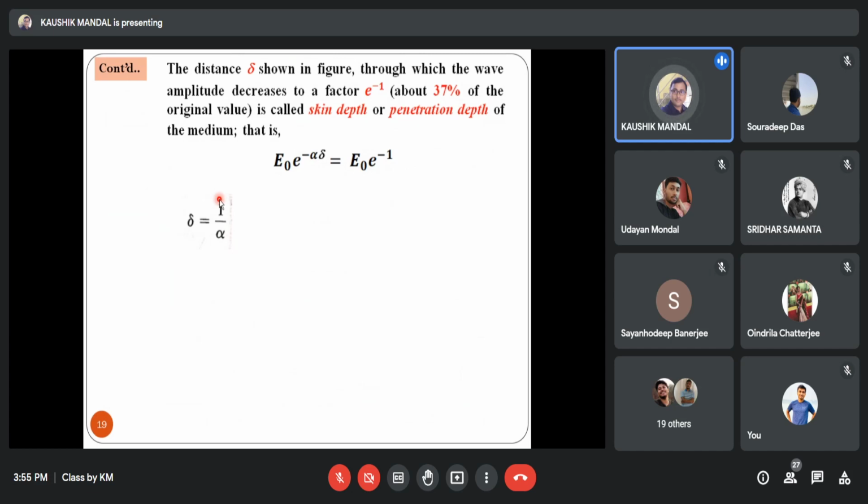Now, if I ask what the skin depth is for a lossy dielectric, you first have to find the value of alpha for the lossy dielectric, then use this equation. This is the general equation of skin depth or penetration depth: delta equals 1 by alpha. As we know, alpha depends on the medium, so for a particular medium we first find alpha, then find the skin depth.